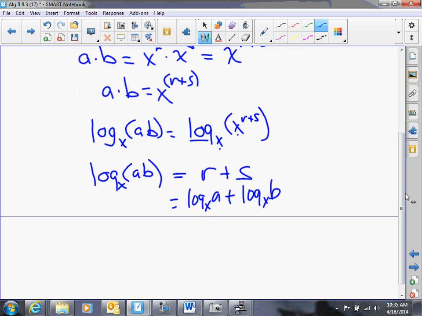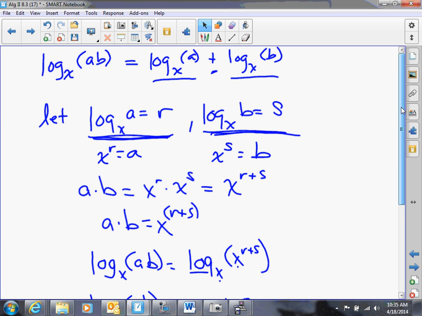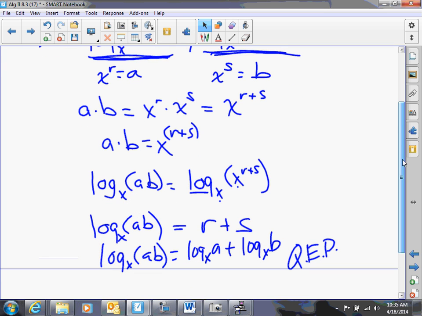And on the other side, I'll just write what we had there, log base x of ab. But now, if you look at this, this was exactly what we started out to prove: that the log base x of a times b is the log base x of a plus the log base x of b. So anytime you are taking the log of a product, you can split that product up into factors and add the logs to the same base. And that becomes very, very useful.